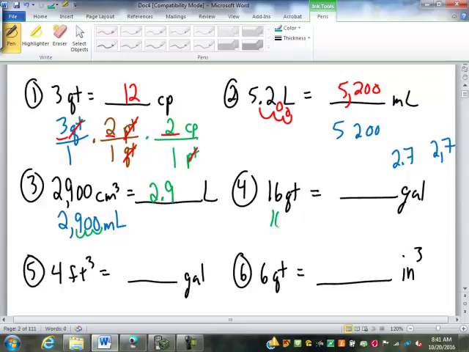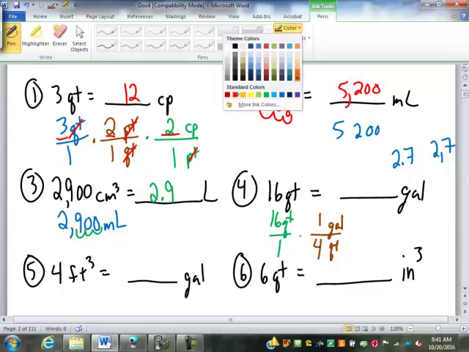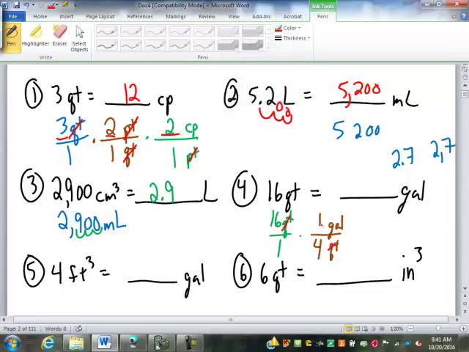16 quarts into gallons. Which one's bigger, a quart or a gallon? Gallon. So it's 1 gallon. How many quarts go in 1 gallon? 4. So the quarts cancel out. The 4 is on bottom, so it's 16 divided by 4 is 4 gallons.